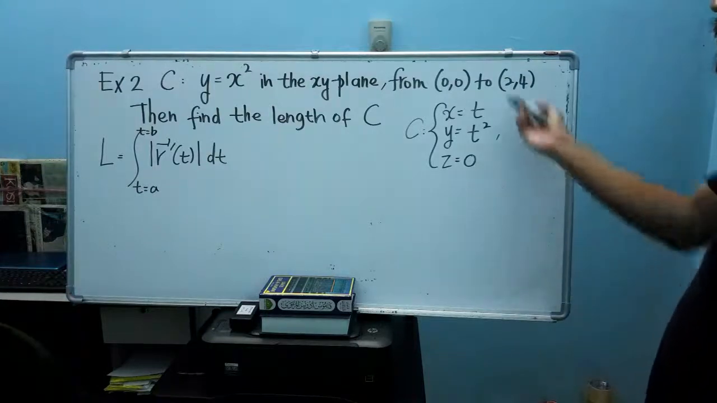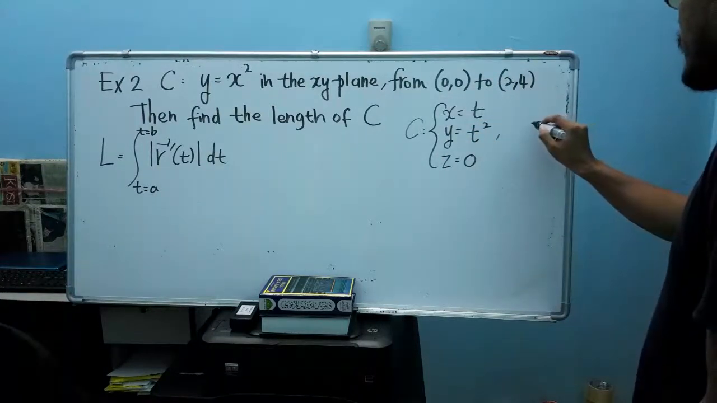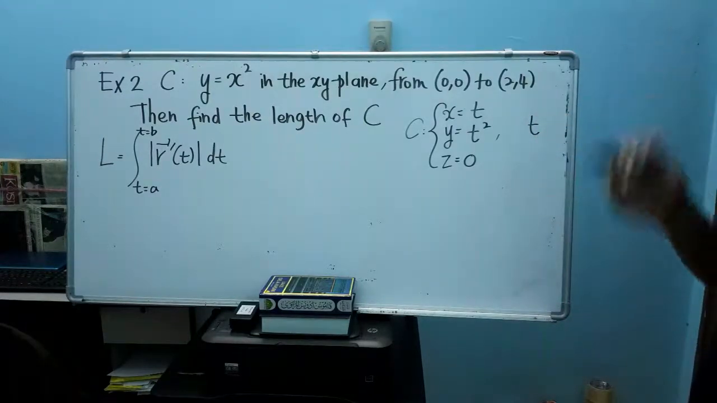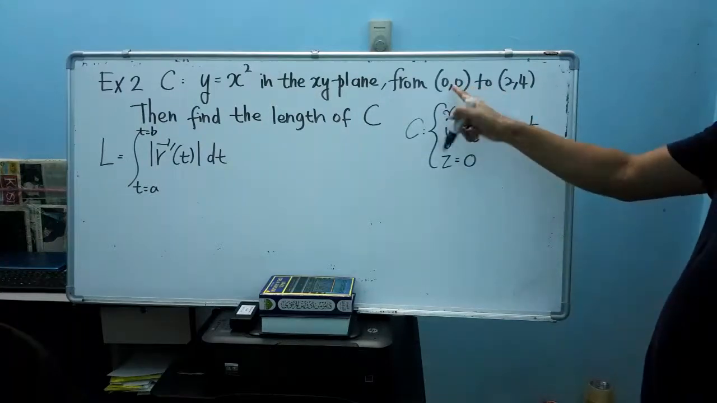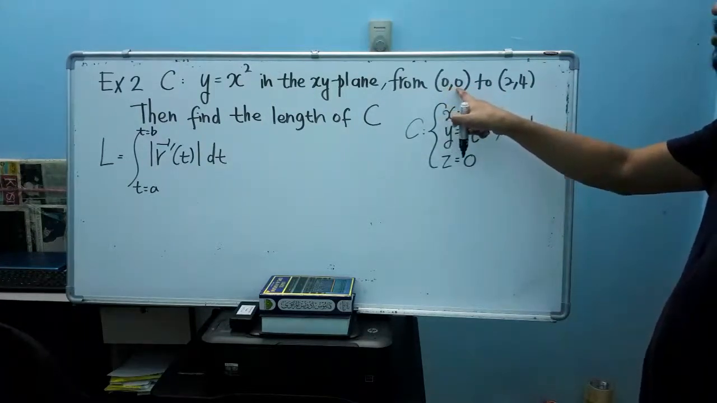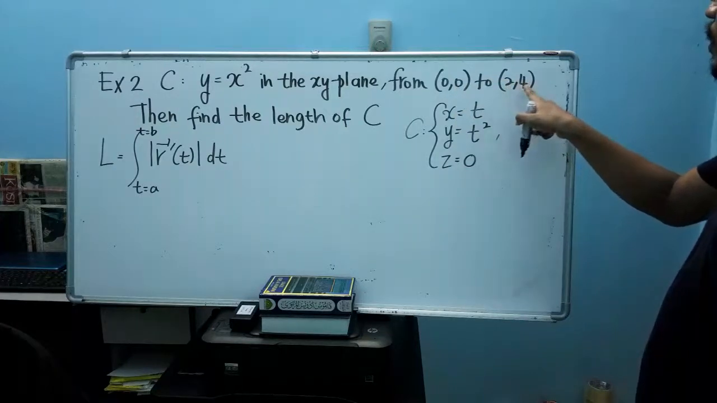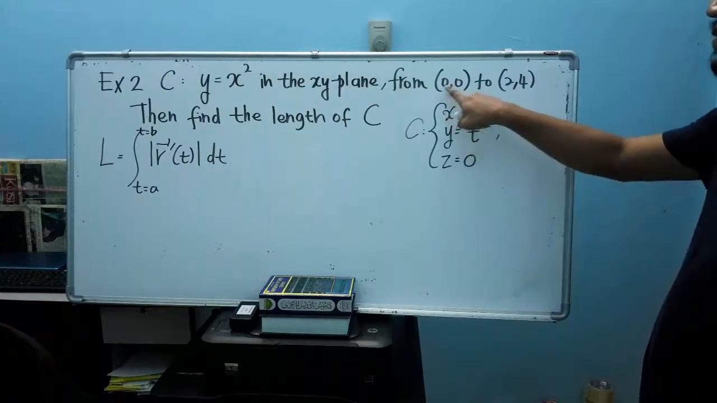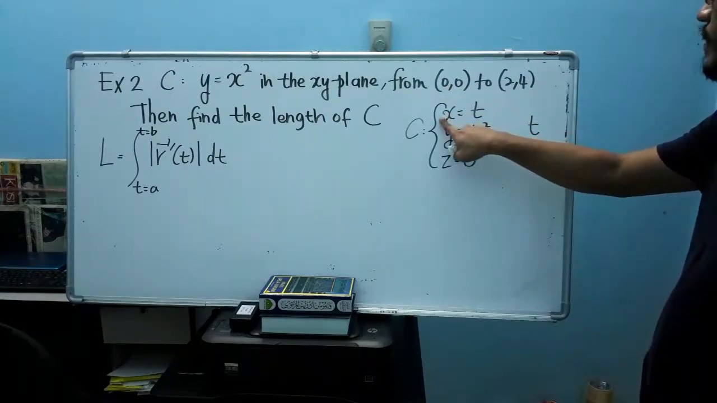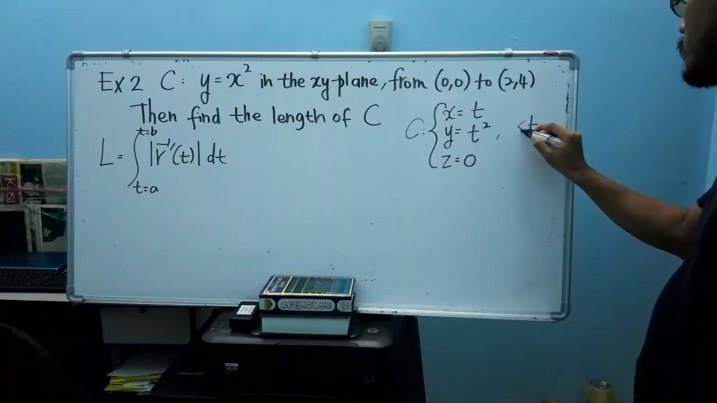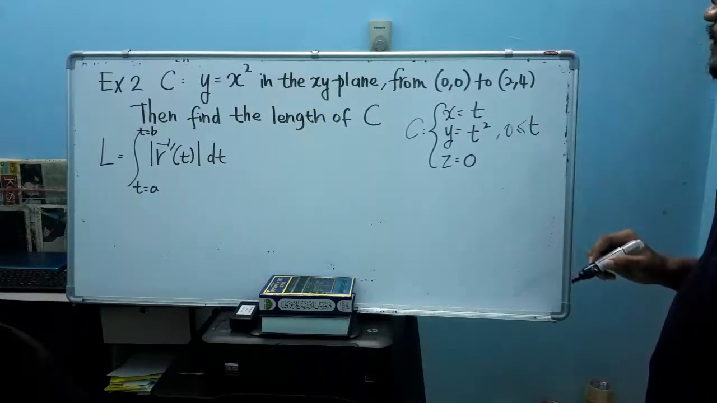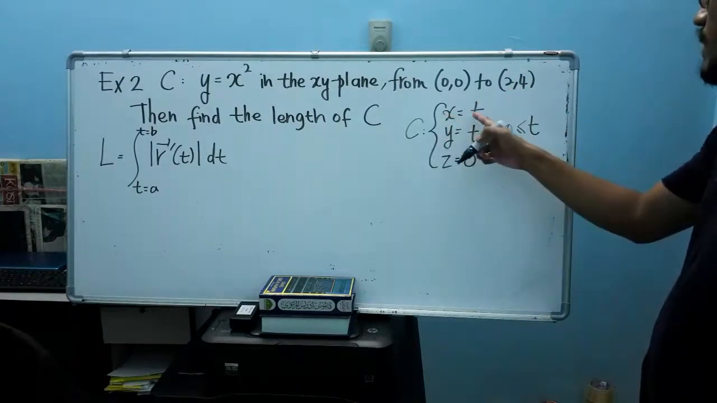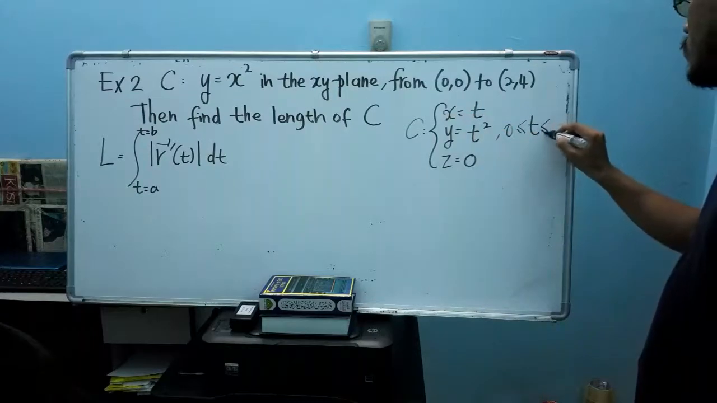Okay, now we have this one, and then we need to find the value of T. The value of T here should be in between some numbers. From this point, X equals 0, Y equals 0. X equals 2, Y equals 4. So here X equals 0, meaning that our T should be equal to 0. And then our X here equals 2, meaning that our T is equal to 2.